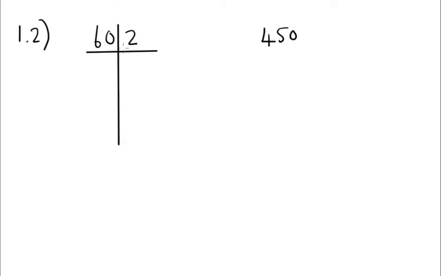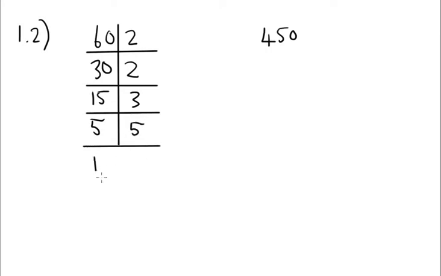So in this case, 60 divided by 2 equals 30. 30 divided by 2 equals 15. 15 divided by 3 equals 5. 5 divided by 5 is equal to 1. So we know that 60 is equal to 2 squared multiplied by 3 multiplied by 5.